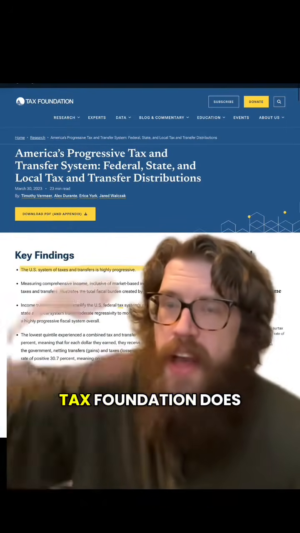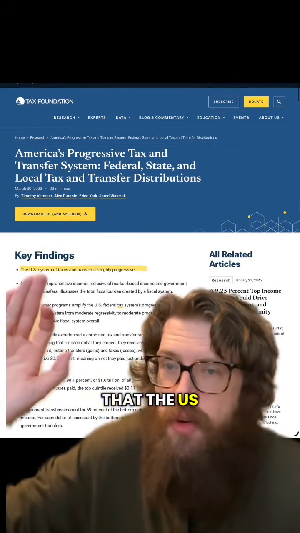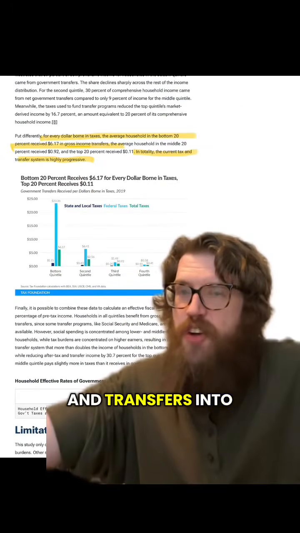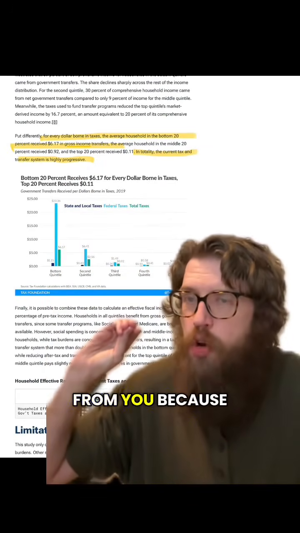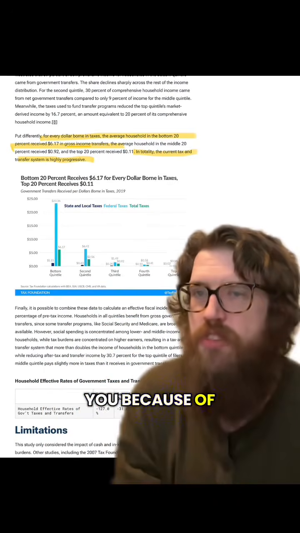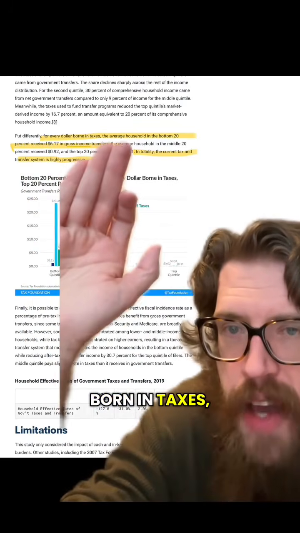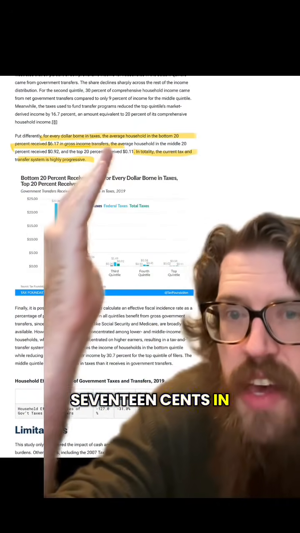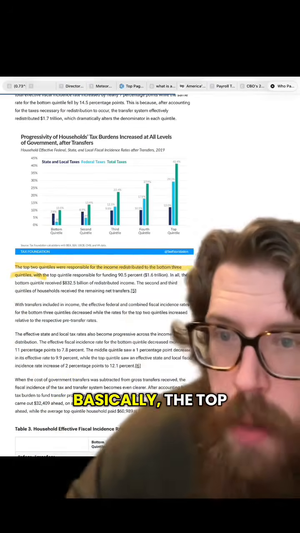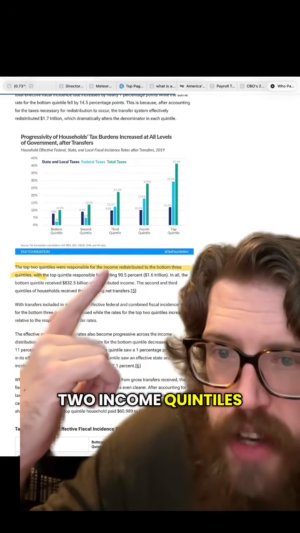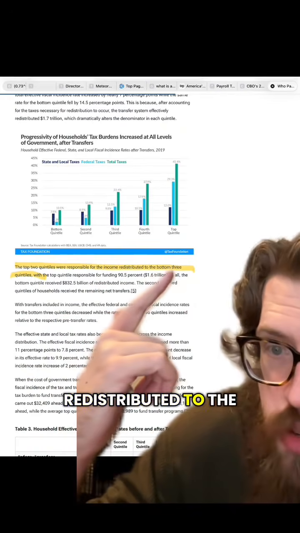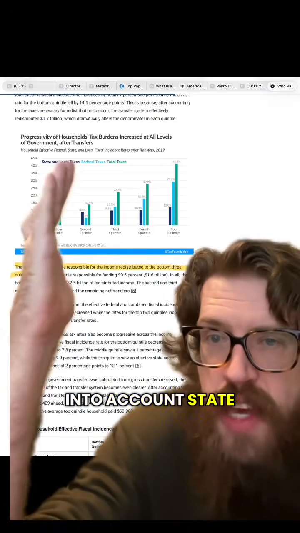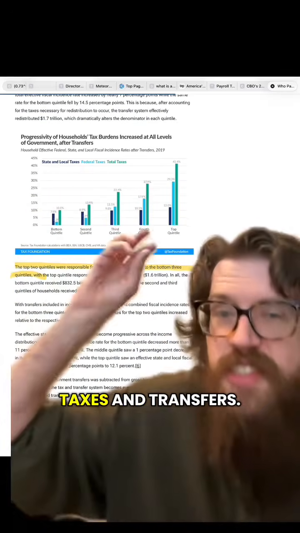An analysis by the Tax Foundation does this, and what they find is that the U.S. system of taxes and transfers is highly progressive. You take taxes and transfers into account, money that the government is taking from you because of your high income or giving to you because of your low income. For every dollar borne in taxes, the average household in the bottom 20% received $6.17 in gross income transfers. Basically, the top two income quintiles were responsible for income redistributed to the bottom three quintiles, especially the bottom income quintile, when we're taking into account state and local taxes, federal taxes, total taxes, and transfers.